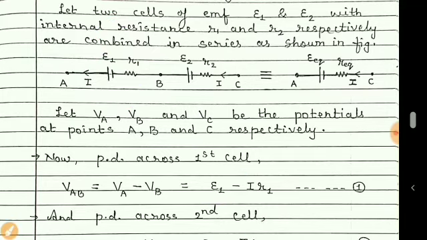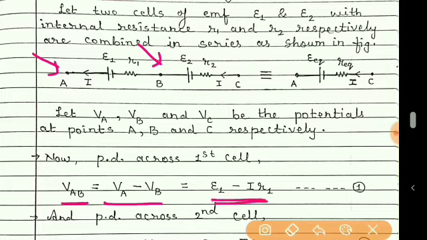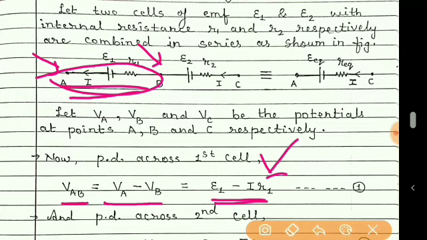So across these two points A and B, we can write VAB is equal to VA minus VB, means higher potential minus lower potential, and that is equal to epsilon 1 minus IR1, by applying the Kirchhoff rule to this path. Here, this is not a loop. It is simply a path from B to A.